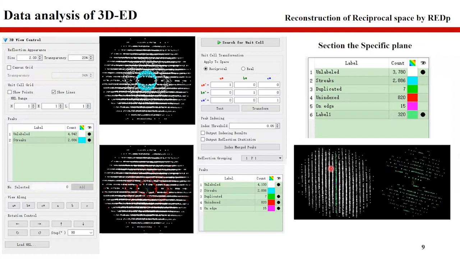Like here for the 3D ED data, we could label just one layer and adjust it into different directions. We could see the diffraction pattern of a specific plane. This is very useful when we need to check or determine the symmetry of the sample.